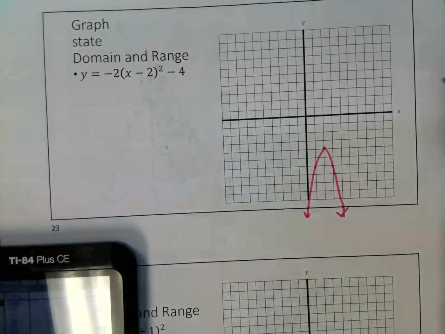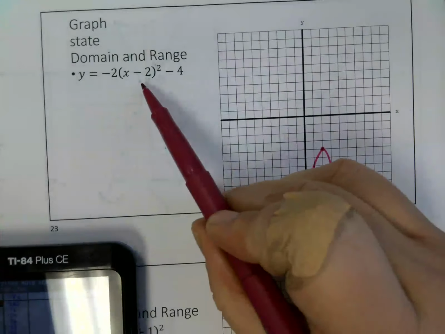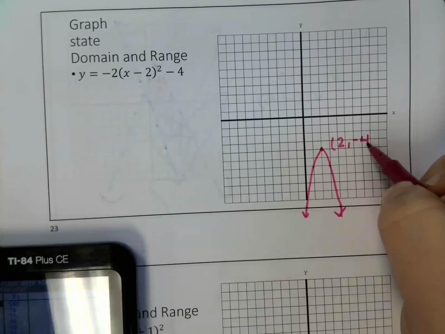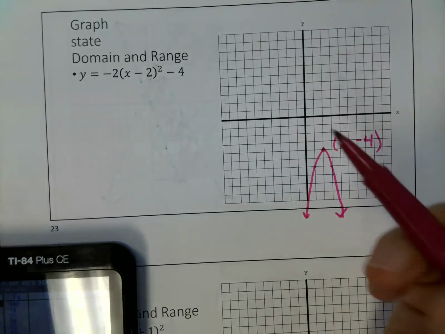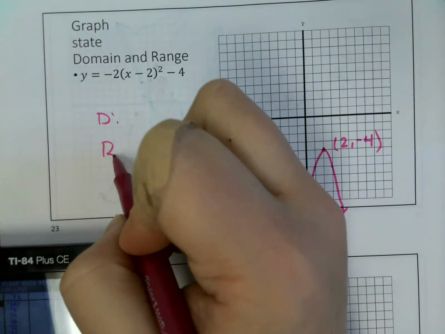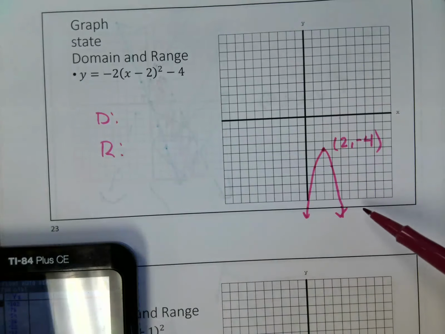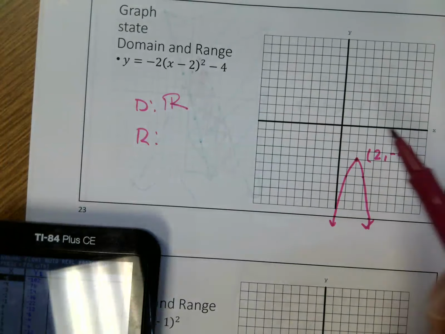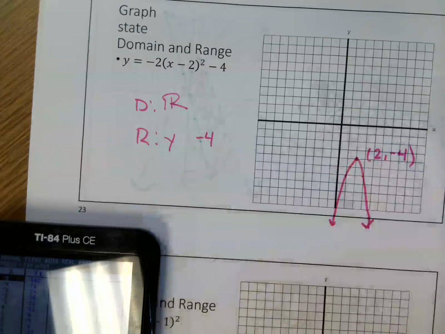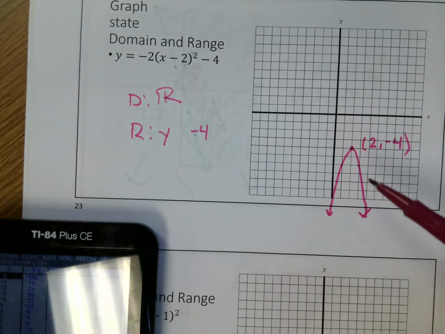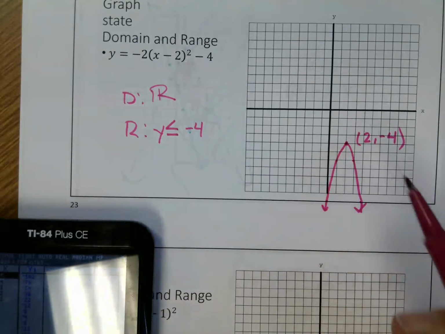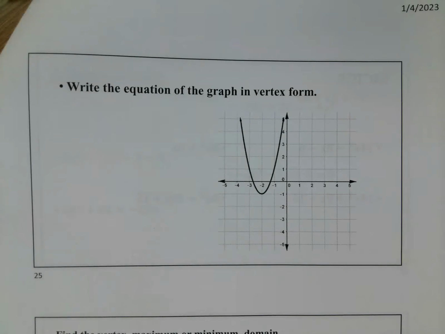You have to state the domain and range. So this vertex, because this moved right 2 down 4, or else you should also be able to get that on your table. My domain here, I have to look how far left and right do I go. Well, that's going on forever. So this one's all real numbers. My range, that's my y value. So I'm going to write my y value. It's below, so that means y is less than or equal to -4 because it's equal to -4.